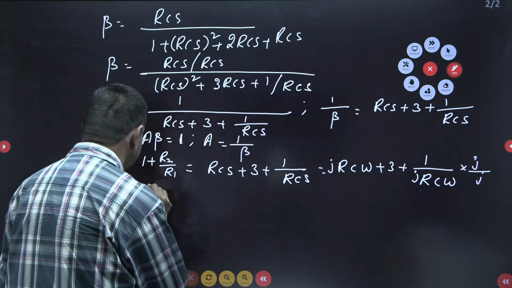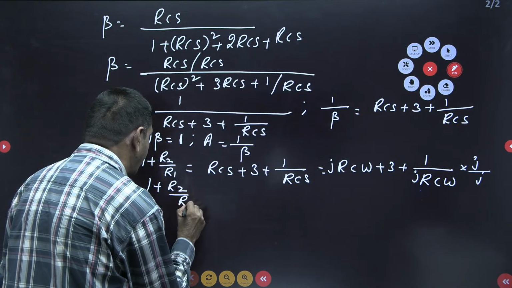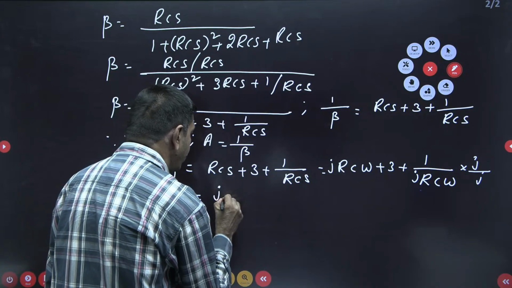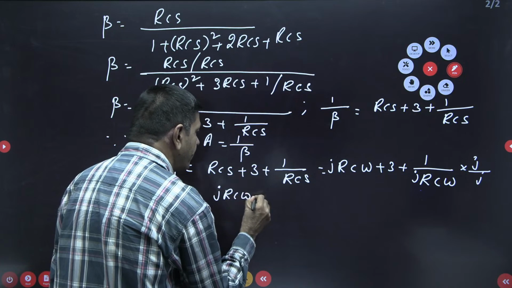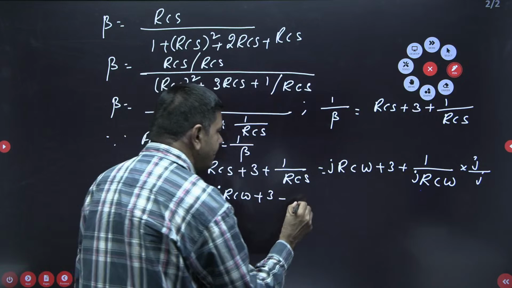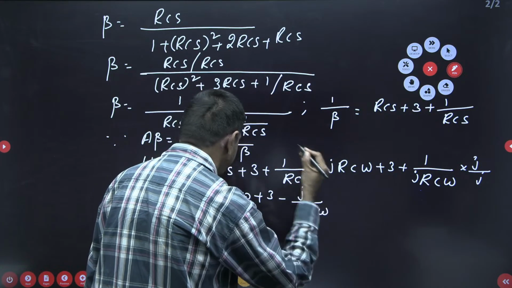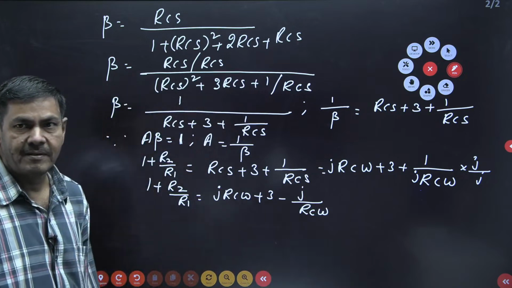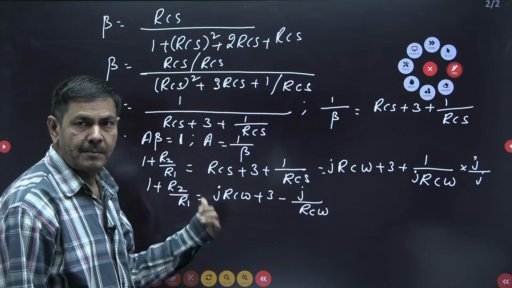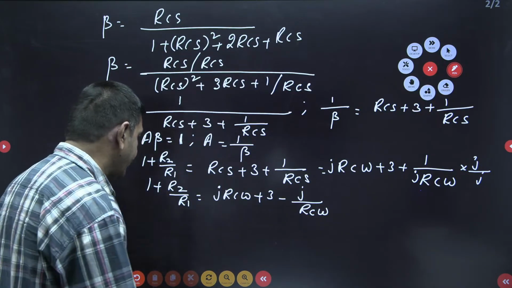Finally, I can get an equation like this: 1 plus R2 by R1 equal to j RC omega plus 3, j square is minus 1, minus j by RC omega. I can write. Yes, we got it such a way. Now it is very simple. Comparing real parts and imaginary parts on both sides, you are going to get the required value.